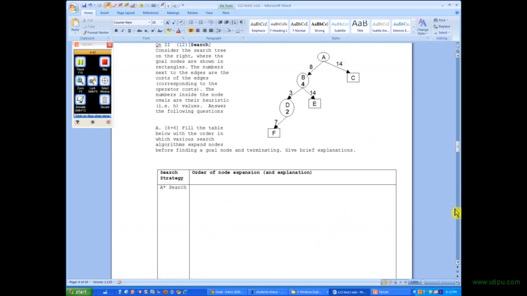Okay, so that's the answer expected there. So now going to this problem. For this problem, you're doing A star search. The thing to remember is you start with the open list with just A in it, and then you take out and expand A. You get B and C. Now B will have G value of 8 plus H value of 4, so 12, and C will have G value of 14 plus H value of 0, or 14.